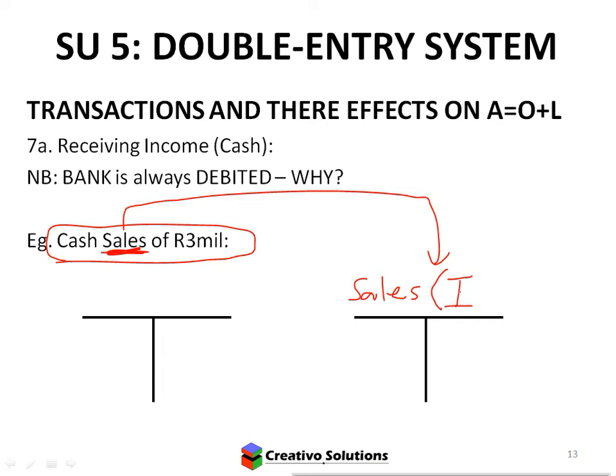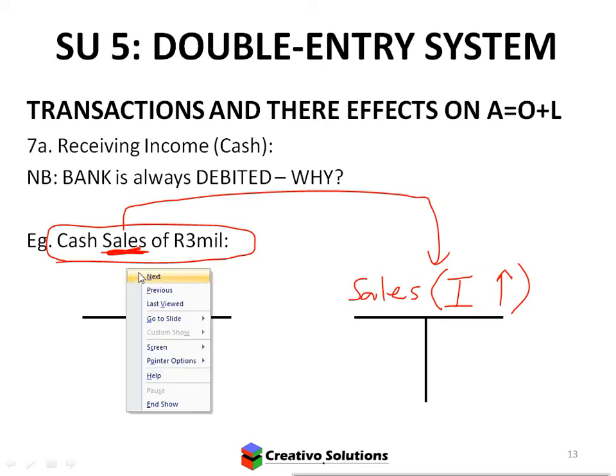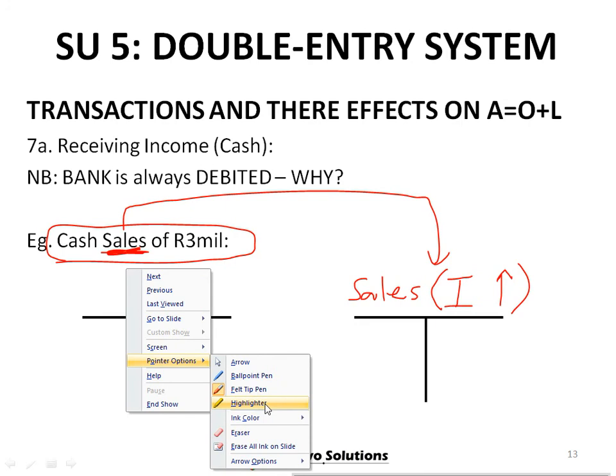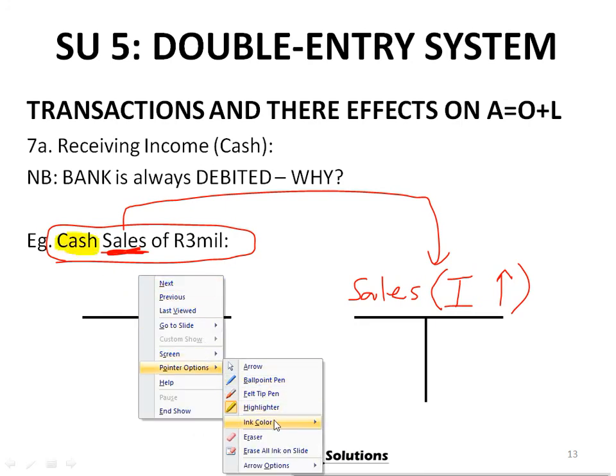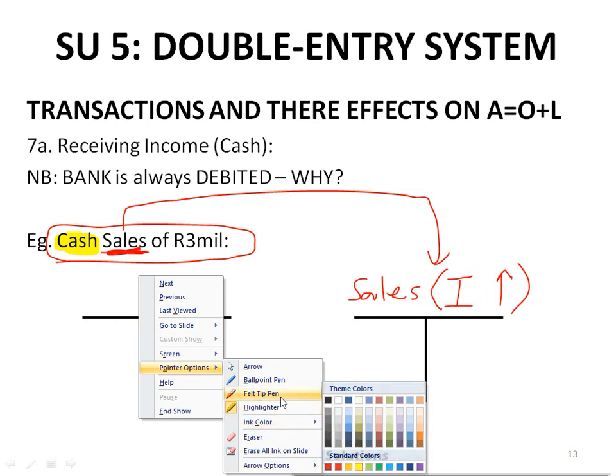What is happening to the income? It's increasing because you're selling. I had 0 sales, now I've sold, now I've got 1 sale. Does that make sense? What am I getting from the sale? Cash. Cash is going to affect which account? Bank. Good.